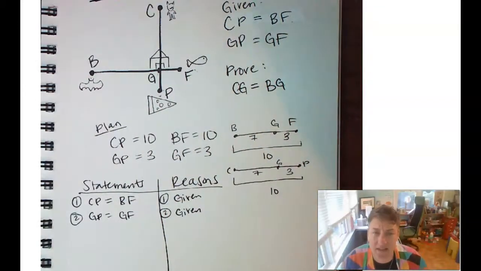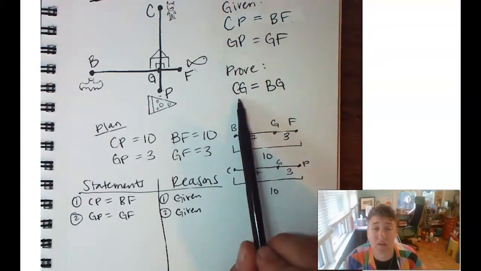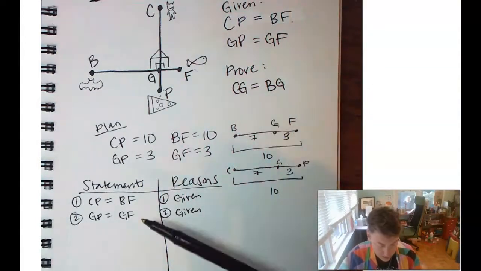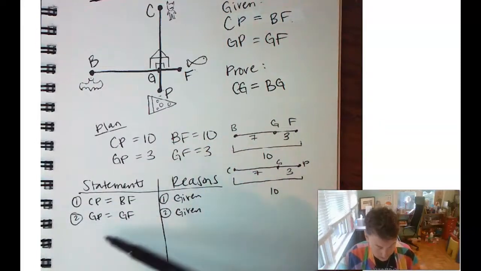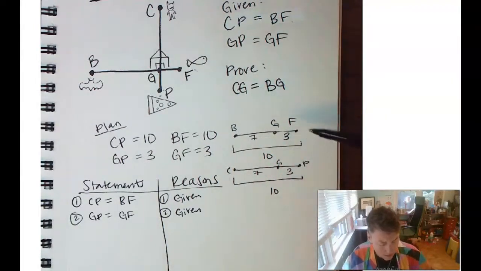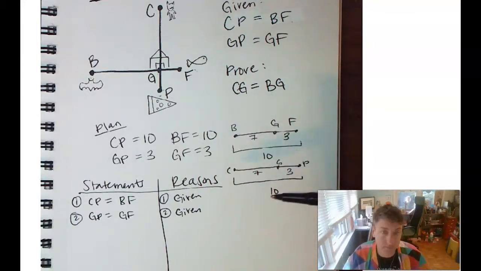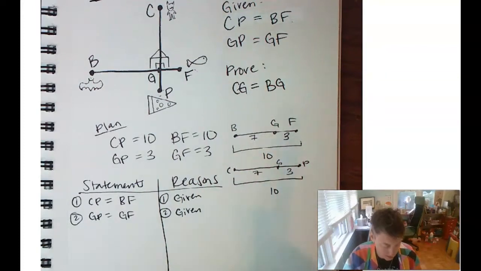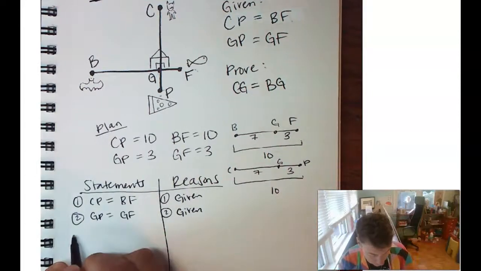And our very last statement is going to be the thing that we are proving. CG is equal to BG. So we want to manipulate these equations to get down to this last equation. We talked a little bit about plugging some numbers in to get some intuition as to whether or not this is true and why it might be true. We said we're going to use the segment addition postulate here. So let's write this out, the segment addition postulate for both of these segments.